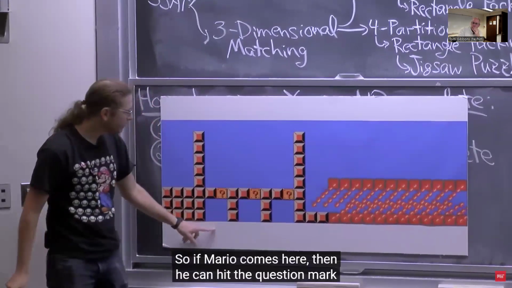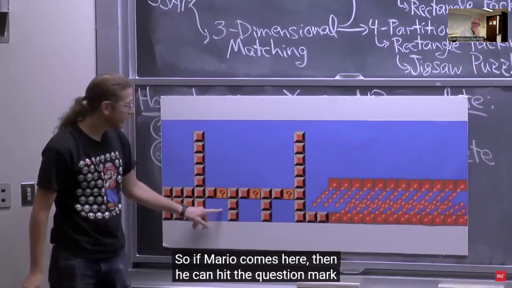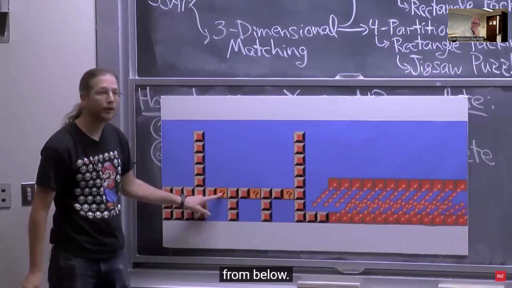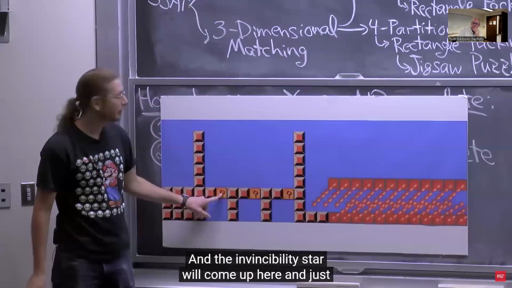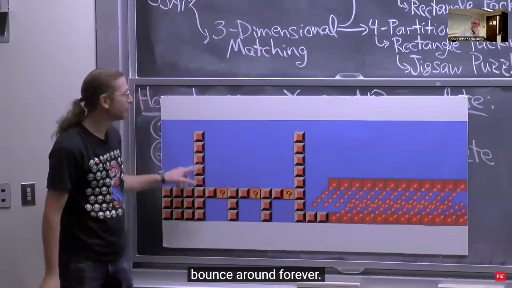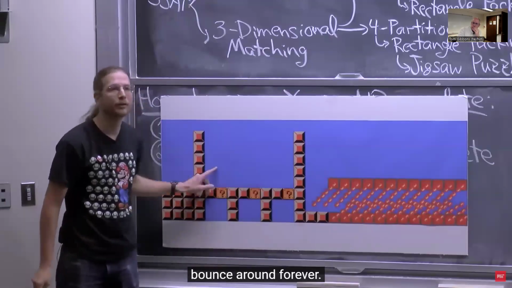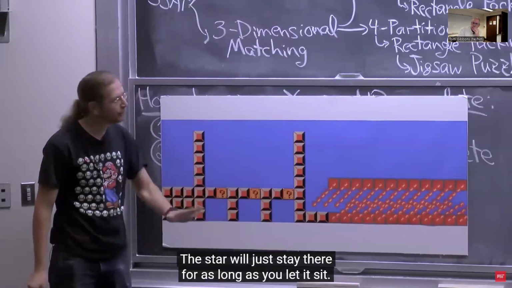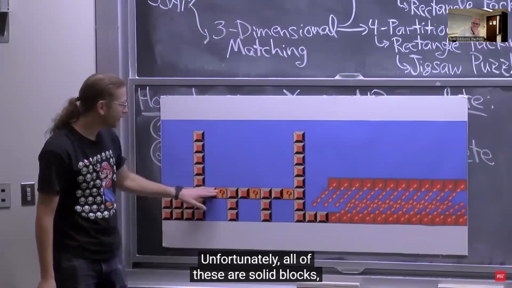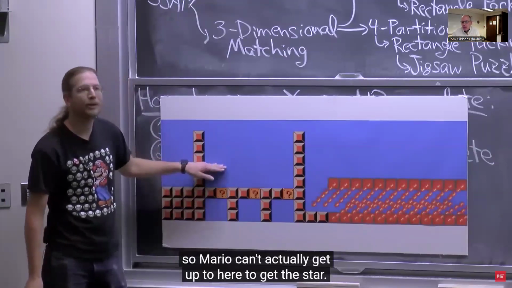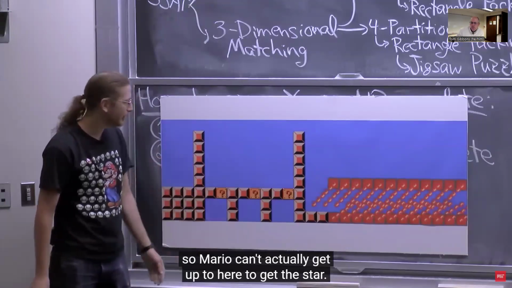So if Mario comes here, then you can hit the question mark from below. And inside this question mark is the invincibility star. The invincibility star will come up here and just bounce around forever. And the star will just stay there for as long as you let it sit. Unfortunately, all of these are solid blocks, so Mario can't actually get up here to get the star.